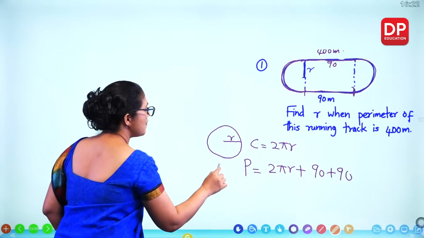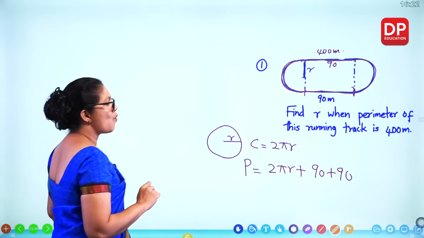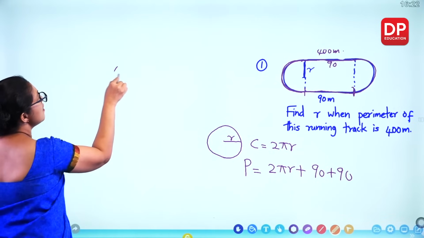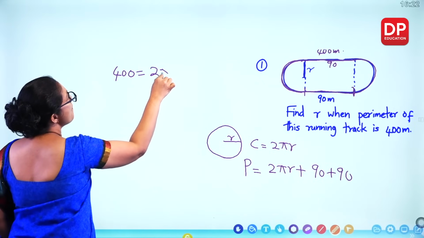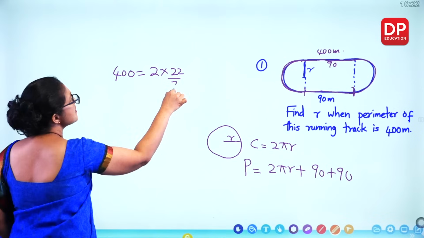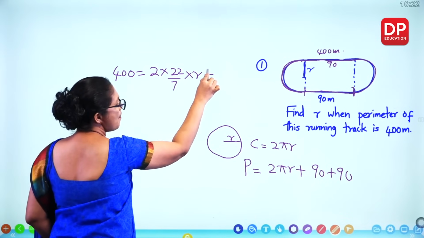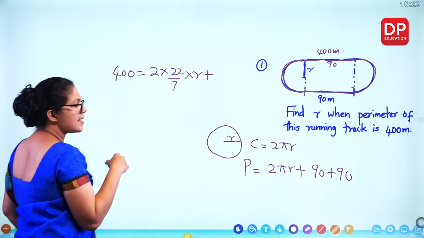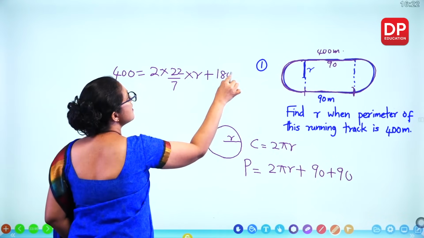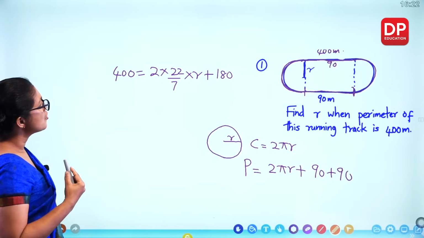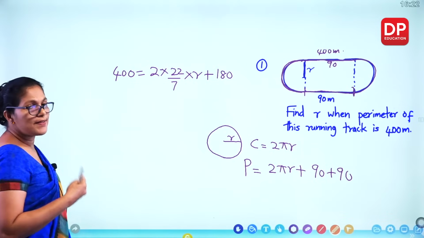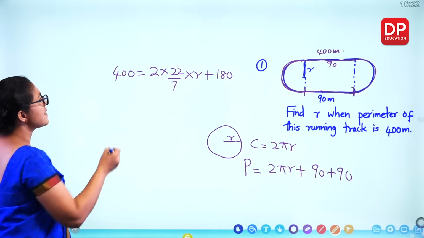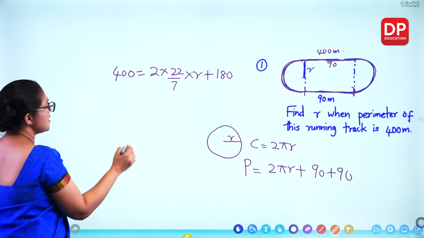And that's given as 400. So we'll do it here. 400 is equal to 2 pi. Pi is 22 over 7 times r plus 90 plus 90, you get 180. Now try to simplify. First we'll take 180 to the other side. 400 minus 180. What's the answer?